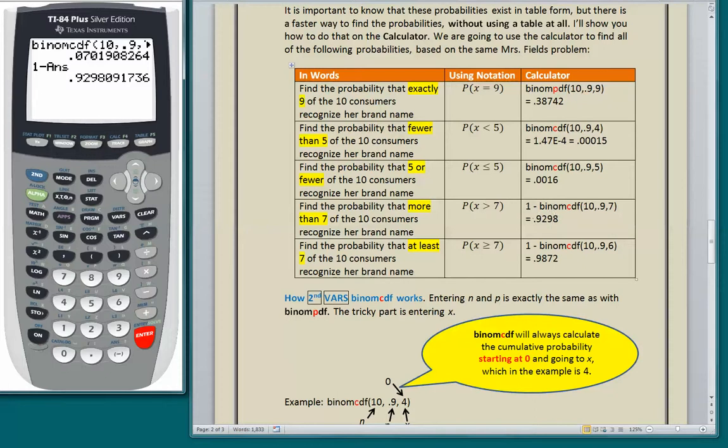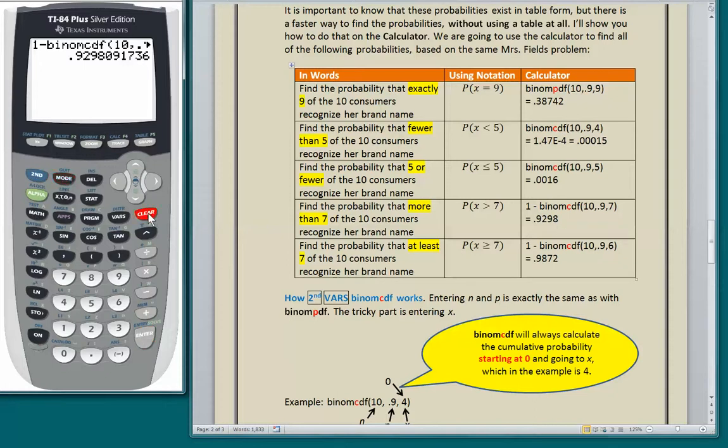Again, you can do it all in one step. Let me clear my screen. You can do 1 minus second vars, then going down to binom CDF, our 10, our 0.9, and our 7. And there we did it all in one step, 0.9298.